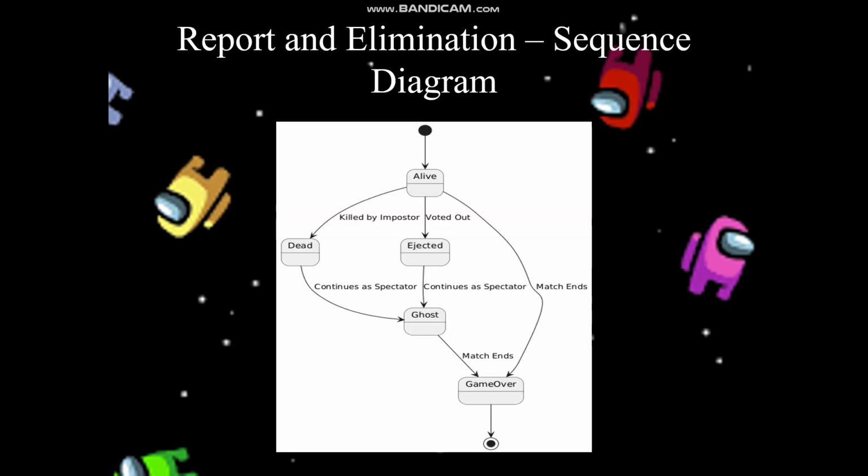The sequence diagram focuses on the emergency meeting event. A player reports a body, the server notifies all players, they submit votes, and the server tallies the results. Whether someone is ejected or not, the game resumes afterward. This sequence shows how communication and real time updates are structured behind the scenes.